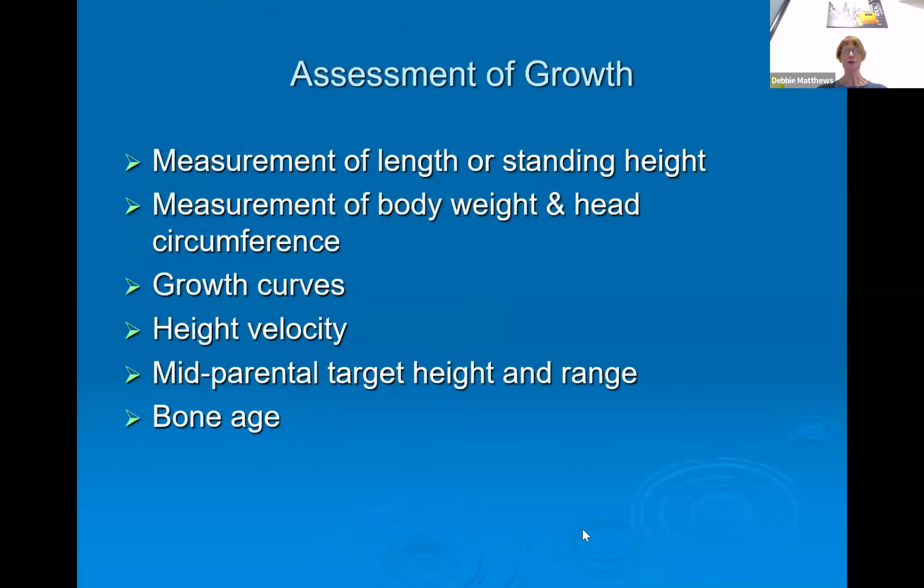Assessment of growth. How do we do this? Well, measurement of length or standing height, measurement of body weight and head circumference, plotting these onto growth curves, and looking at longitudinal growth so that we can determine how quickly or slowly that young person is growing. We can compare their current height with their mid-parental target height to see whether they're achieving this or not. And finally, we have an independent measure of growth and maturation with bone age taken from the left hand and wrist and analysed usually with an atlas or a more computerised version.